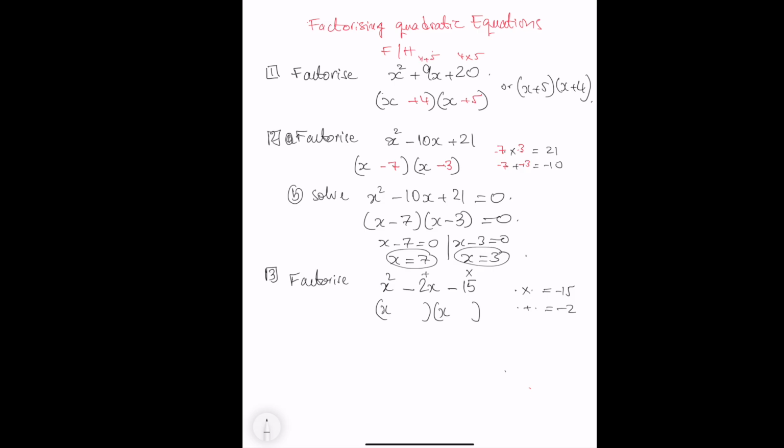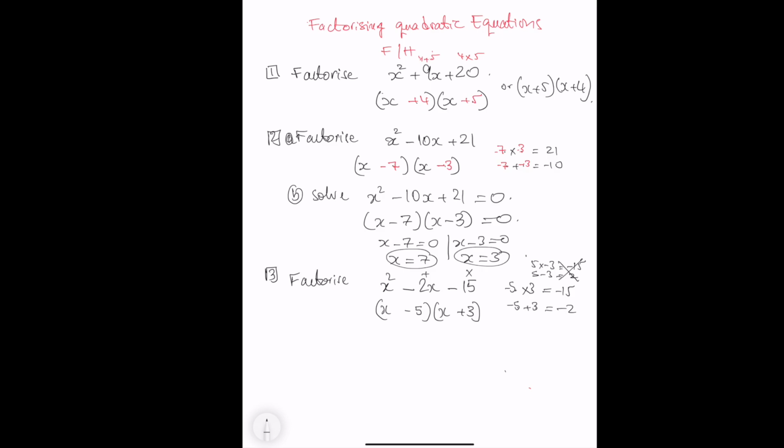So let's try 5 and 3. 5 times 3 is 15, but because it's minus 15, let's do minus 5. Minus 5 times 3 is minus 15, and minus 5 add 3 is minus 2. So it's perfect. Our numbers are minus 5 and 3. If you did 5 times minus 3, you would also get minus 15, but 5 minus 3 would give you plus 2. That's not what you want. You want minus 2. So your numbers are negative 5 and positive 3. All right?